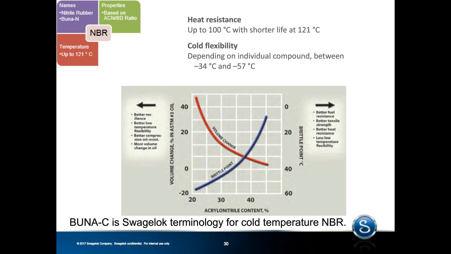If we look at the chart that you can see here, you can see as acrylonitrile content goes up, volume change goes down. That's an indication of better chemical resistance. So as an elastomer is interacting with a system media, it often will swell. So commonly, volume change is something that's measured when you're looking at the chemical resistance of an elastomer material. So you can see as acrylonitrile is increased, volume swell goes down, indicating that it has better chemical resistance. If you look at the blue line, however, you can see that as acrylonitrile goes up, the blue line goes up, which means low temperature performance is decreased.